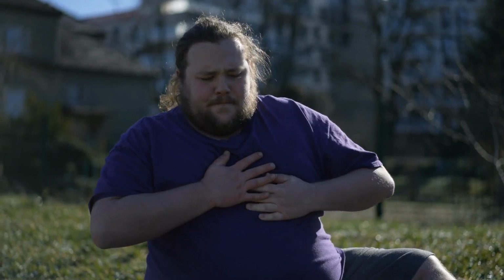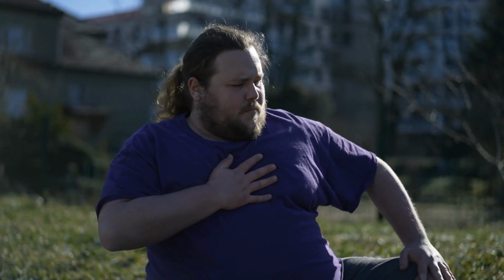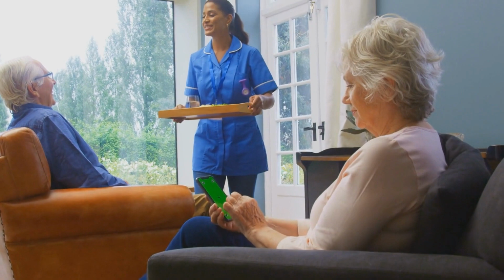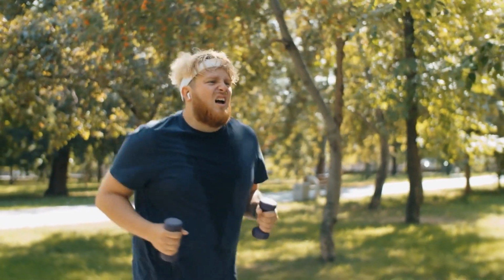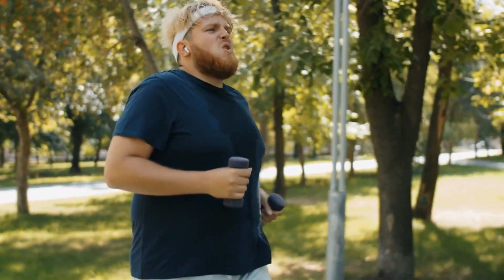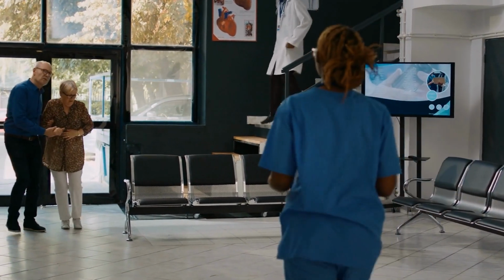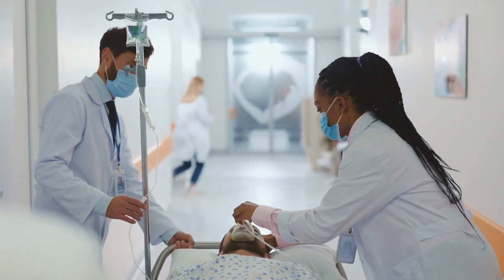7. Obesity and chronic disease. Obesity is a major driver of chronic disease and early mortality. U.S. adult obesity rate, around 40% in 2025. UK adult obesity rate, about 28% in 2025. Obesity contributes to diabetes, cardiovascular disease, and some cancers, all leading causes of premature death.